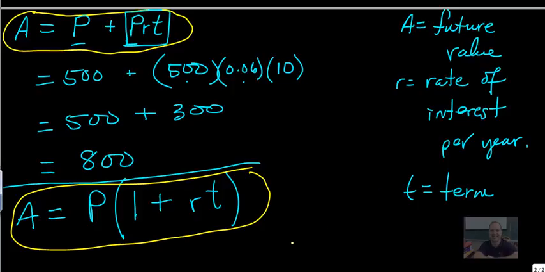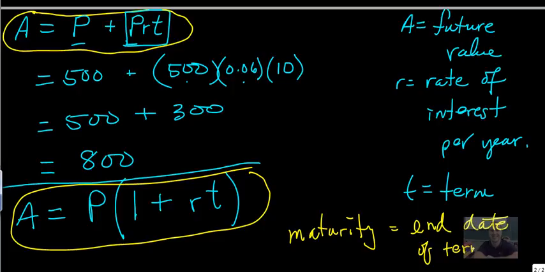Okay, the textbook also talks about the maturity of the investment, and that is basically the end date of the investment. So the end of the term, end date of the term. Okay, so at maturity, it will be worth 800 bucks right here.